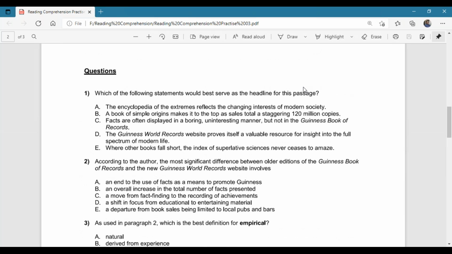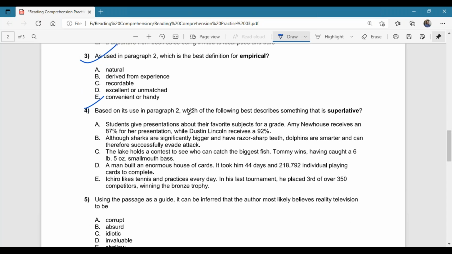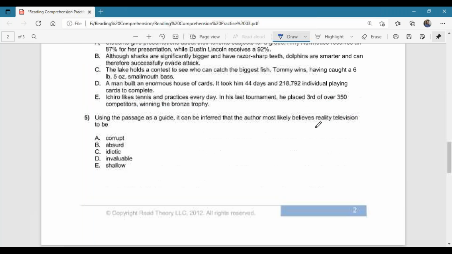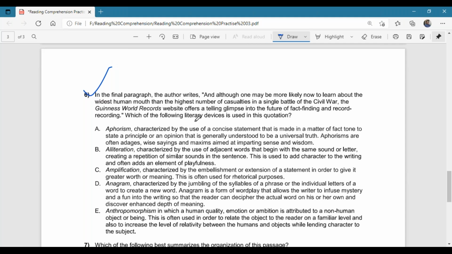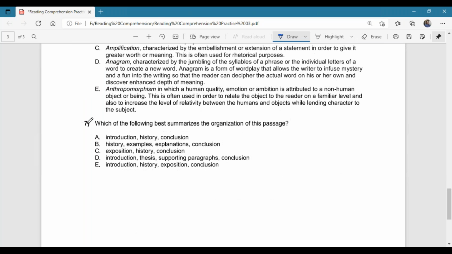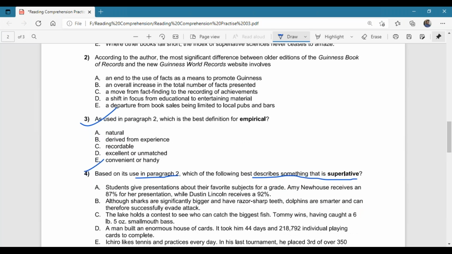So in this particular passage, we'll go with question number 3 first: the best definition for empirical. Question number 4 also, because used in paragraph 2, what best describes something that is superlative, easy to identify. And the final one, literary device, I think you all know about this one, easy to identify and can be easily found out. So let's go with question number 3 first.